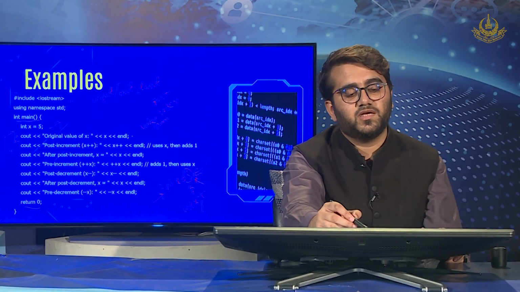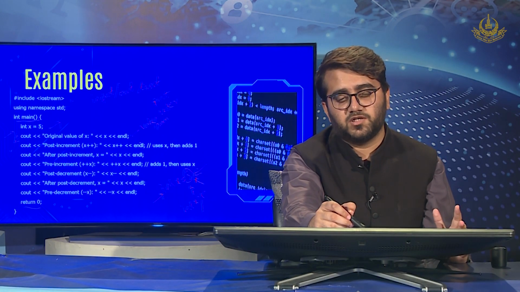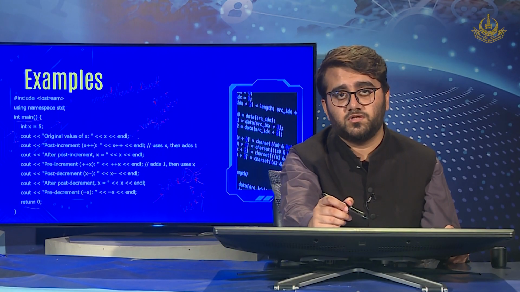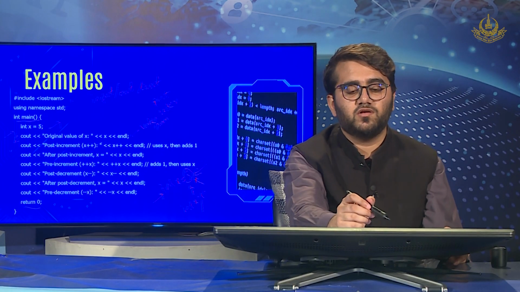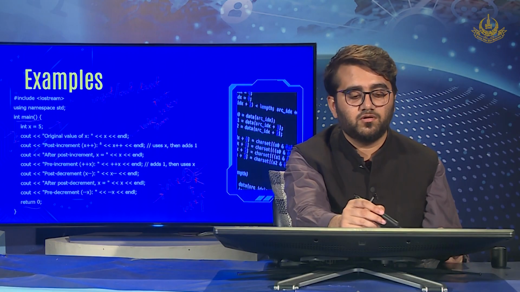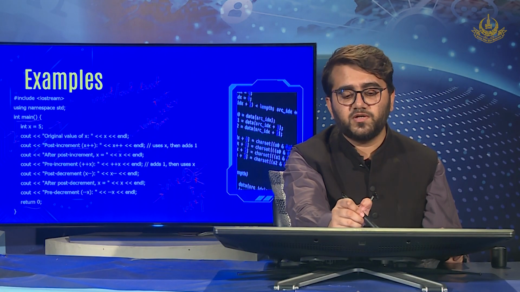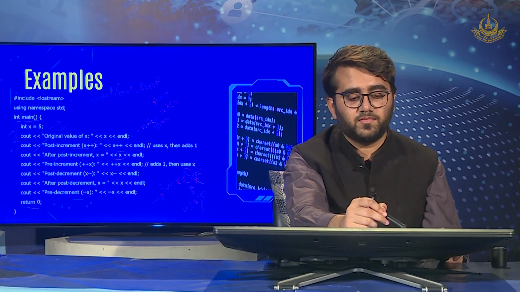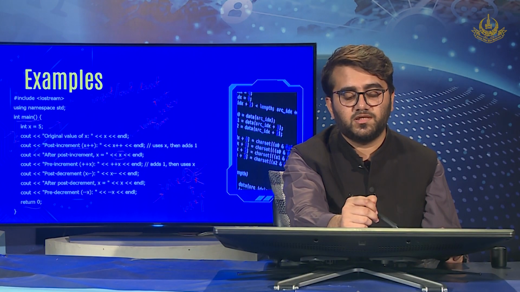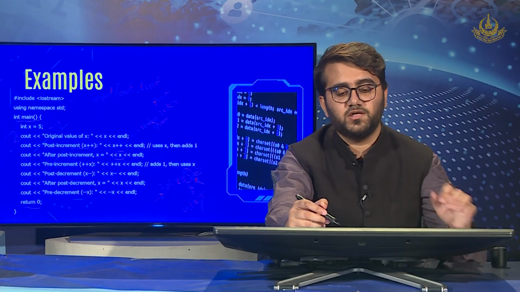And then we are printing a specific message that we want the user to see: the original value of x. Then it first does post increment and prints the value of x after post increment, then pre increment, then post decrement and then pre decrement. So, we will go over it one by one.